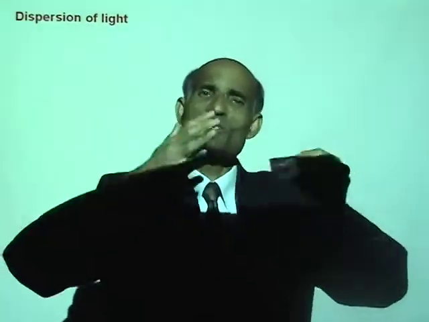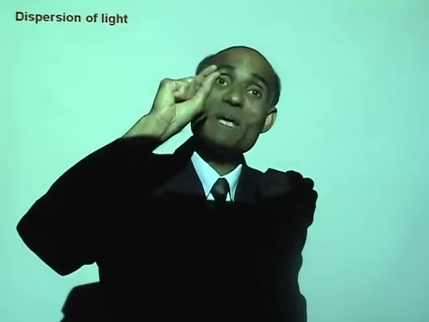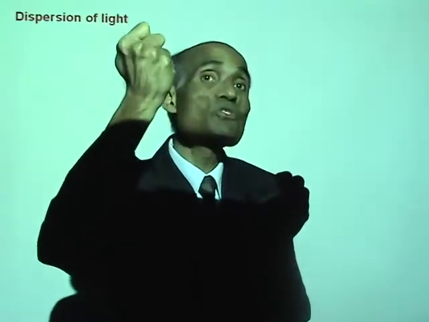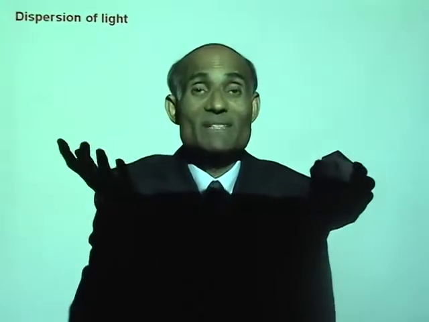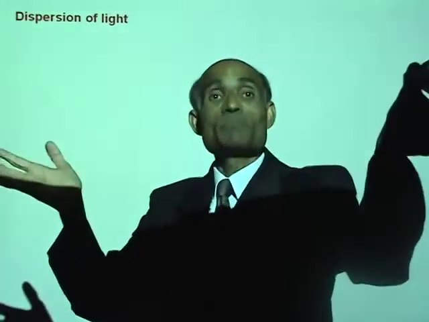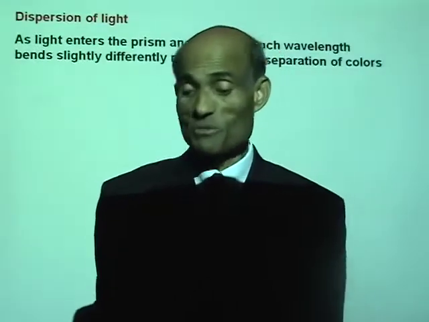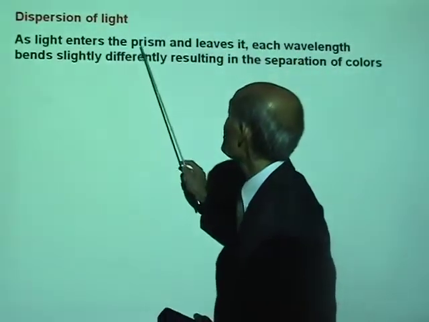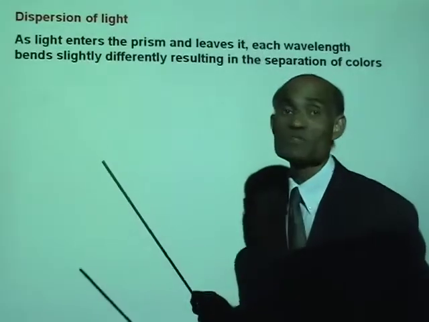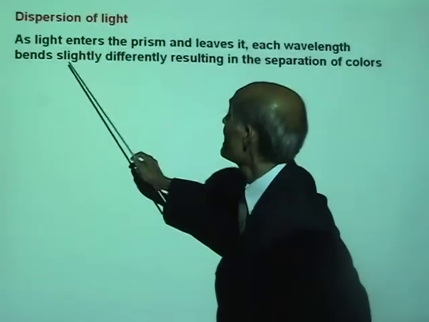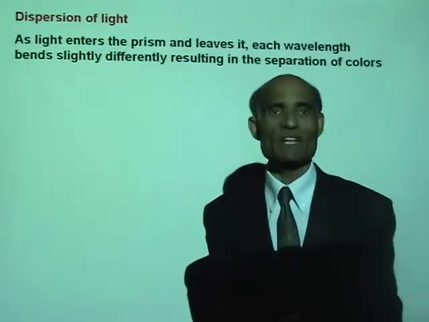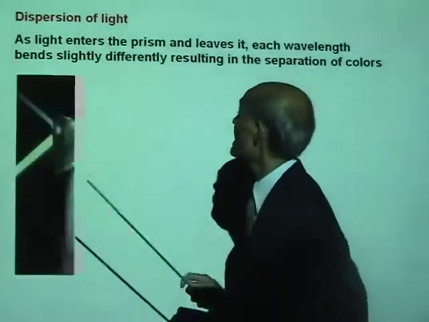You can disperse. What does disperse mean? Disperse means to scatter. Is that right? So, light that is a coherent beam that contains all 3,000 different waves, when they are all together, you see it as white. But if you can separate them, you can see them as individual colors. So, what does dispersion mean? When light enters the prism and leaves it, each wavelength bends slightly differently, resulting in the separation of colors.